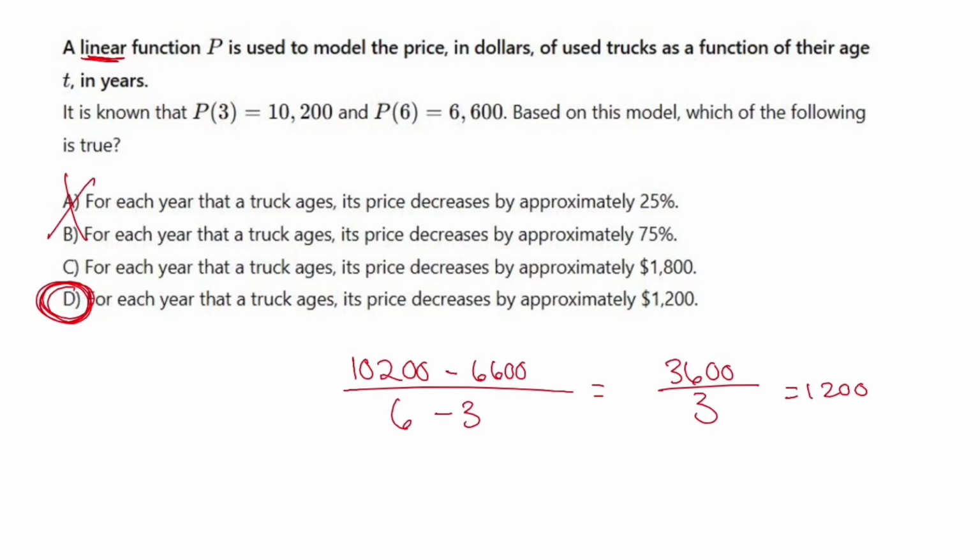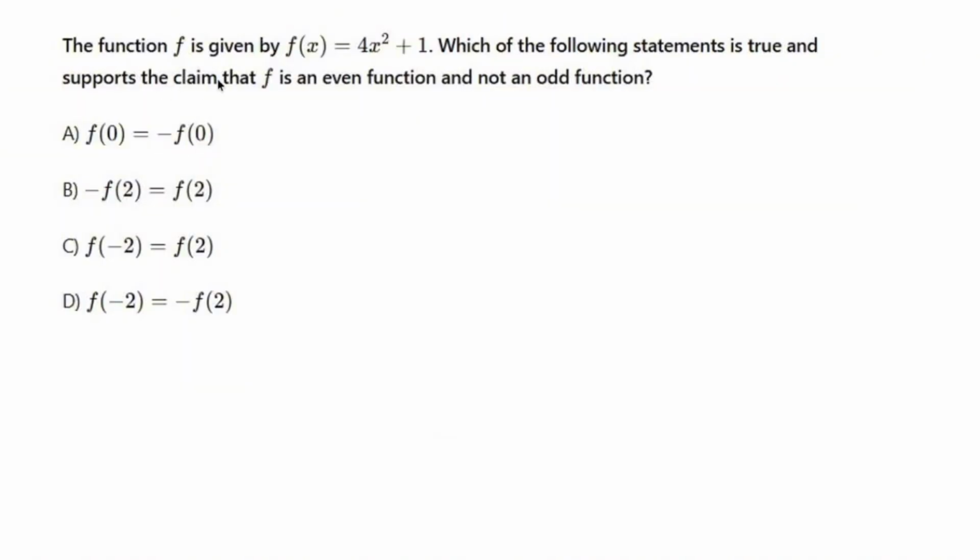Hope this helps. The function f is given by f of x equals 4x squared plus 1. Which of the following statements is true and supports the claim that f is an even function and not an odd function? Well, if something is an even function, what you're supposed to do is plug in negative x for every regular x. And when you do that, you get the original function spat back at you. Okay, so this is the rule for an even function.